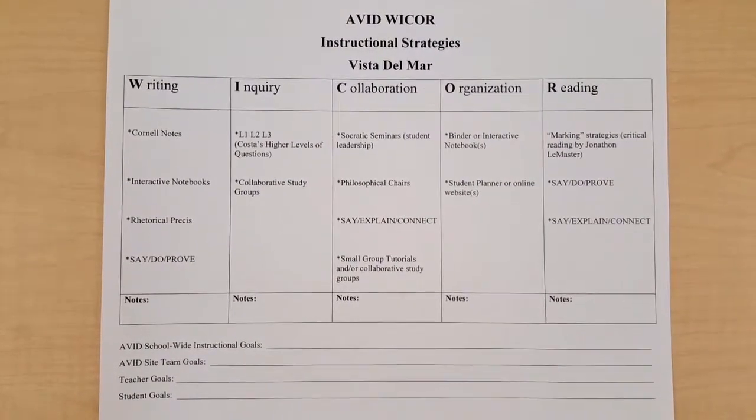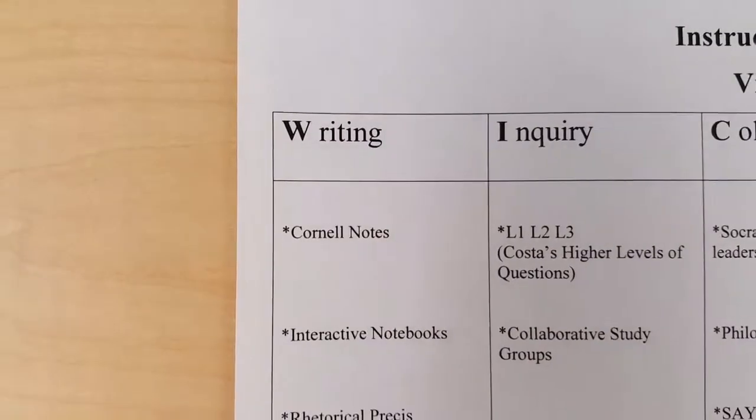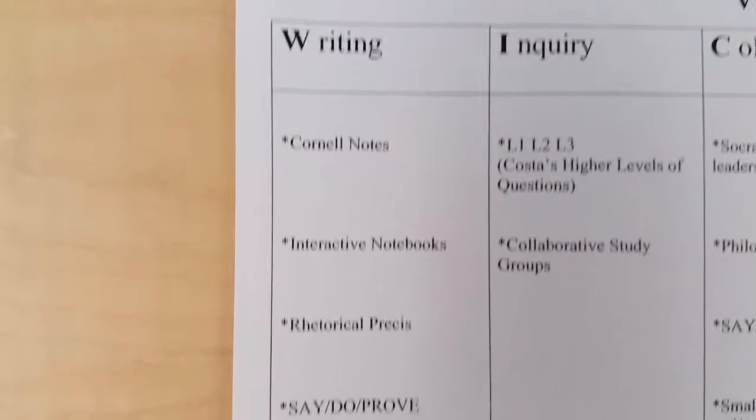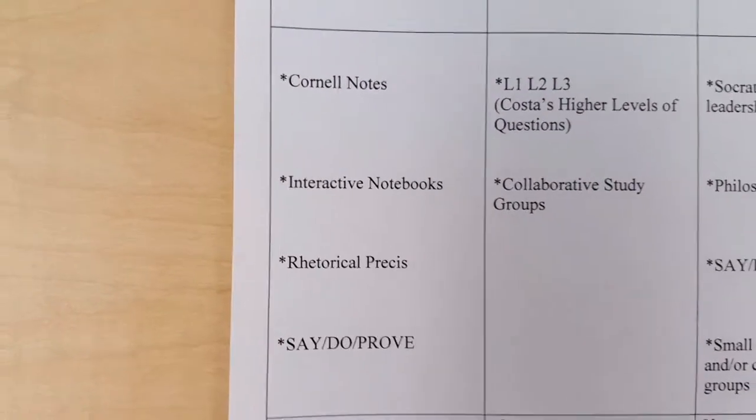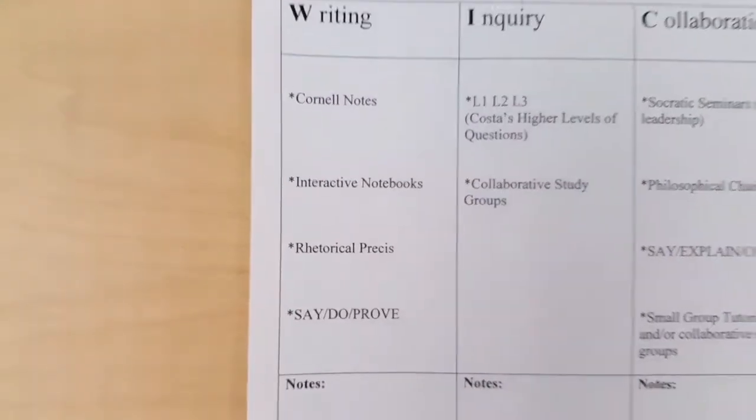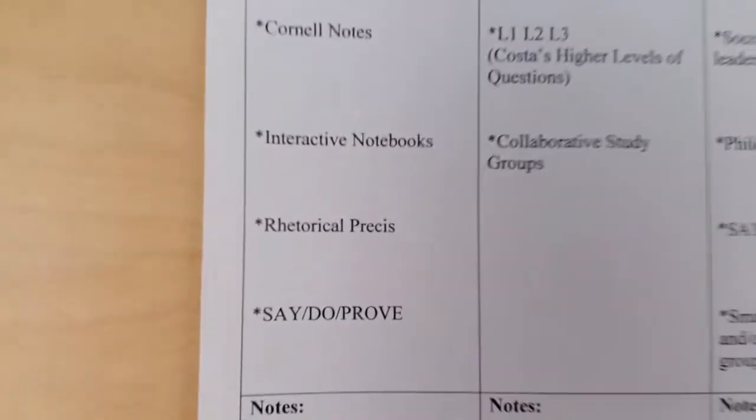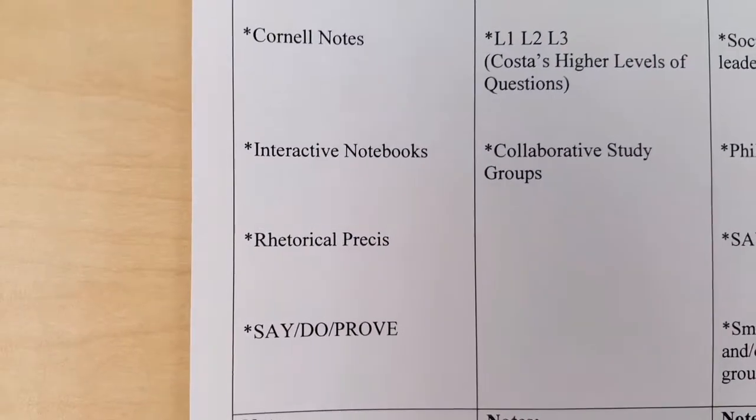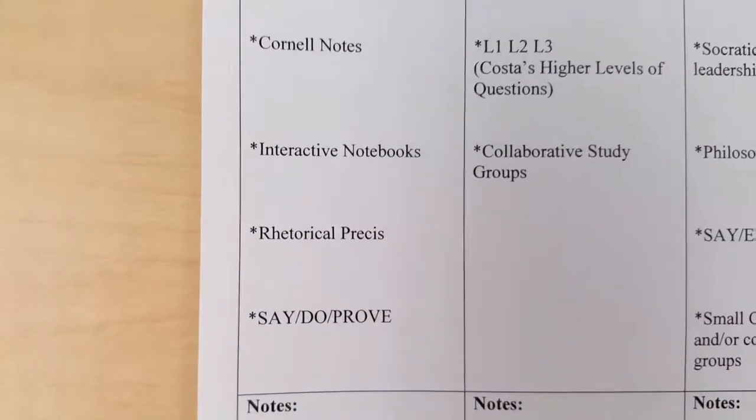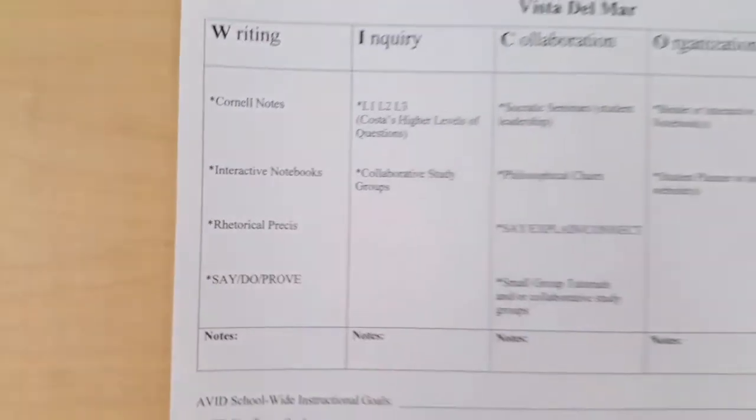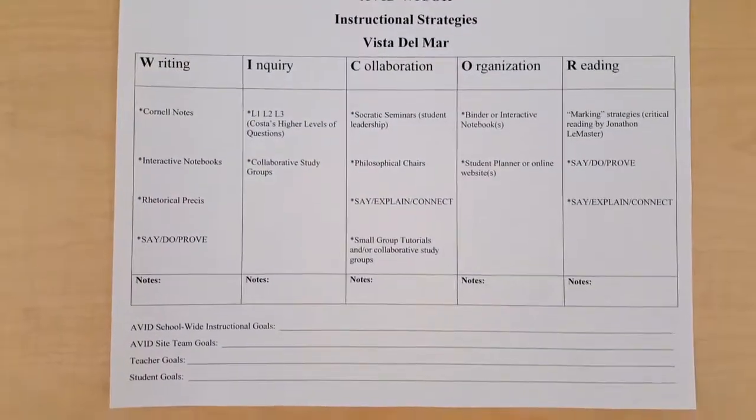Avid instructional strategies fast. For instance, for writing, some key components are students taking Cornell notes, or instead are they doing interactive notebooks? And from trainings with Jonathan LeMaster in critical reading and writing, how are students summarizing an argument, also known as a rhetorical précis? And then say-do proofs.